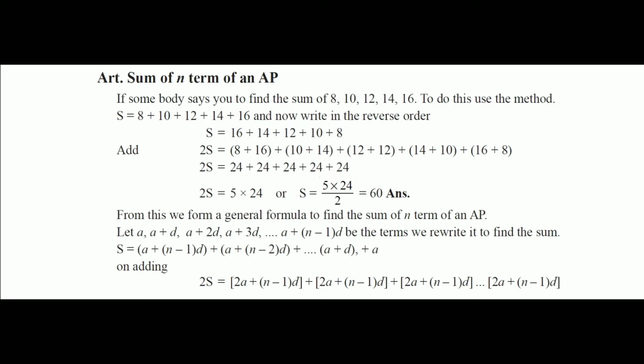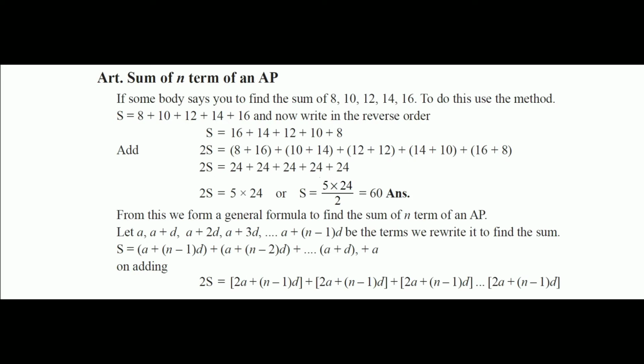To derive the formula of sum of n terms of AP, we take a simple example. Suppose we are given the AP series 8, 10, 12, 14 and 16. To add these terms, we write it as capital S. S is equal to 8 plus 10 plus 12 plus 14 plus 16. In the second step, we are reversing the terms and again writing it as capital S equal to 16 plus 14 plus 12 plus 10 plus 8. Just the order of terms is reversed.